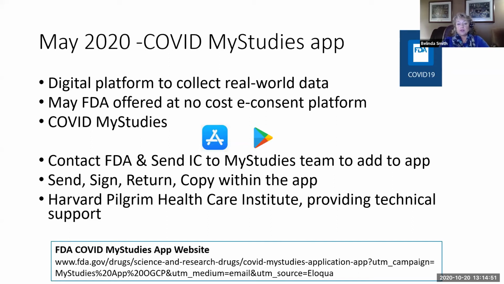And the way this works is you actually would have to contact them and send your informed consent to this team that manages and will return the consent to you within the app. They also will manage if you have changes. I don't know anyone that has used this option so far. If you do, I'll be interested to hear what kind of feedback you have as far as turnaround times and so forth and working with the team.